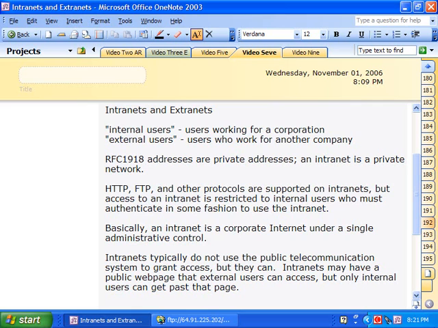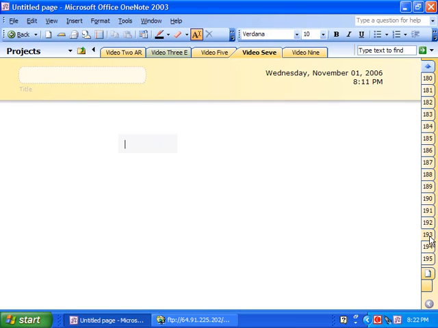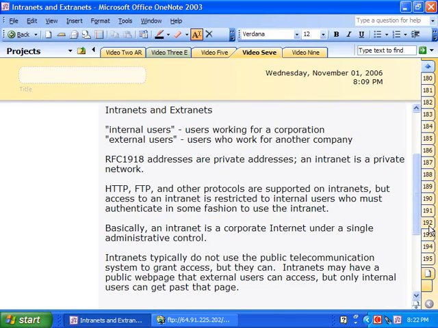Well, to me, once you get to that point where external users have the ability to access even a little bit of it, you're talking about an extranet. And an extranet is an intranet that shares some or all of its contents with trusted partners, with vendors, whoever they want to set up to be able to be authenticated. And this sharing can be done via the public telecommunication system. So, again, there's not really a whole lot more to talk about as far as the intranet and extranet goes. But these are terms you hear fairly often in networking, especially intranet. And again, an intranet is simply a private internet, if you will.